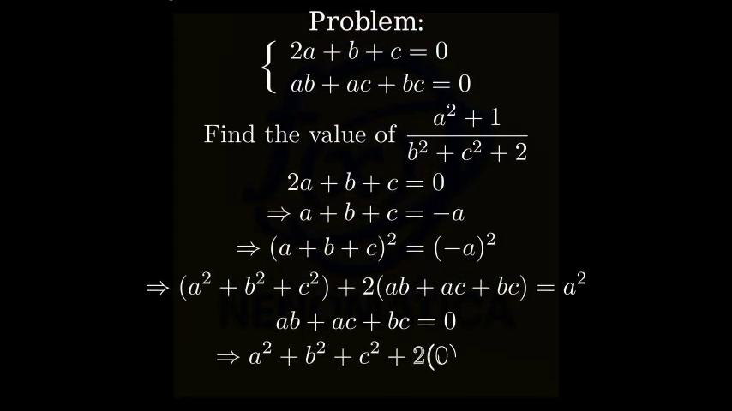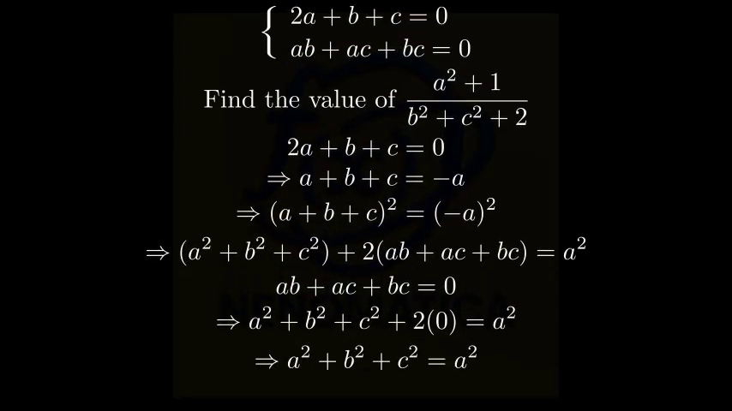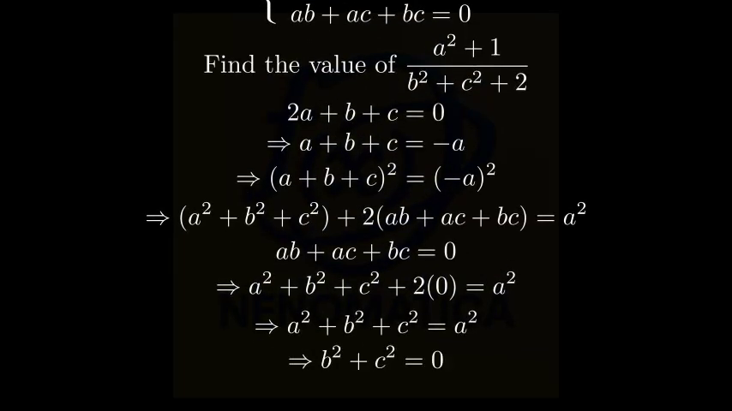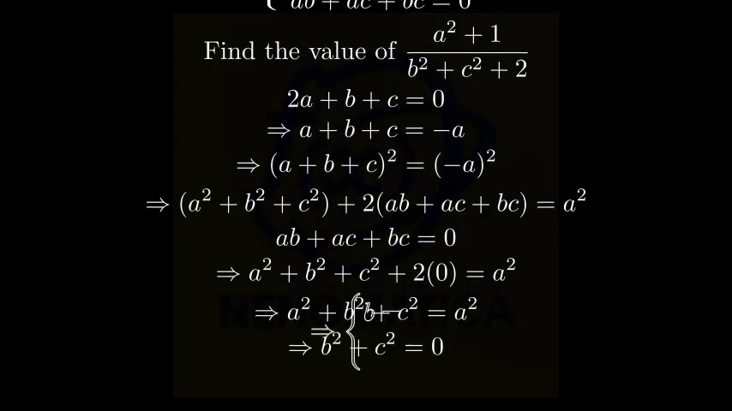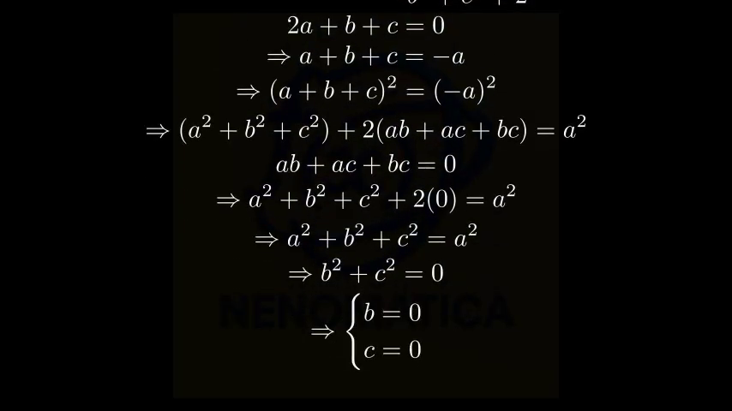So, substituting this into our expanded equation, we get a squared plus b squared plus c squared plus 2 times 0 equals a squared. Simplifying this equation, we get a squared plus b squared plus c squared equals a squared, which means b squared plus c squared equals 0. Since b squared plus c squared equals 0, and both b squared and c squared are non-negative for real numbers, we can conclude that both b and c must be equal to 0.